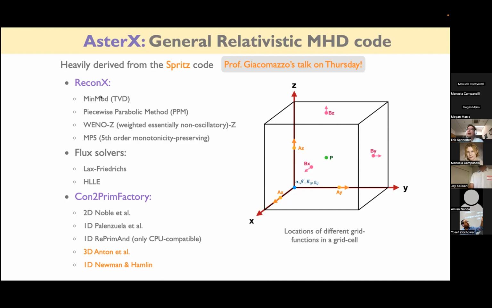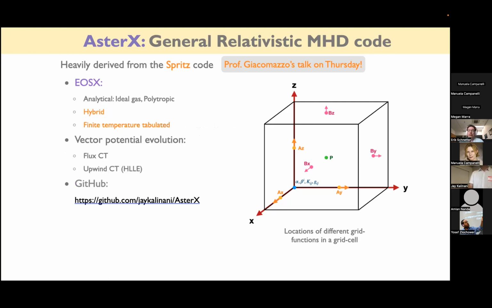And we also have another module for Con2Prim, which is called Con2Prim Factory. It currently provides the 2D Noble Con2Prim as well as the 1D Palenzuela one. We have also implemented support for the 1D RePrimAnd scheme, but for now this is only CPU compatible, so we can't run it on GPUs yet. And we are planning to implement a couple of other Con2Prims too.